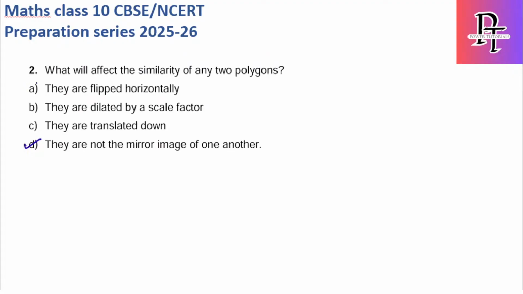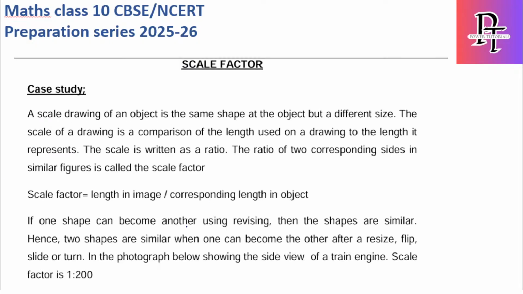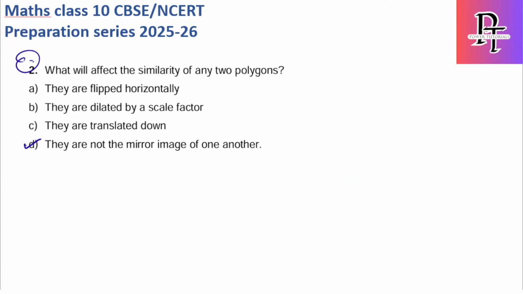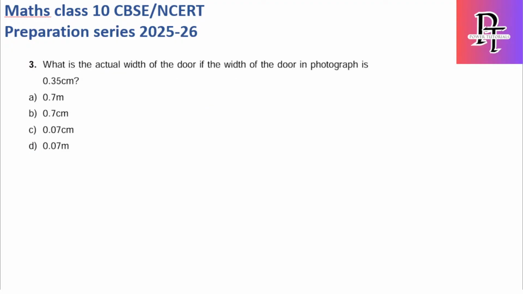Maybe I think there is some mistake in the question here. Why? Because in the question itself they clearly mentioned if one shape can become another using resizing, the shapes are similar. Hence two shapes are similar when one can become the other after a resize, flip, slide or turn. If you notice here, they clearly mentioned resized, flipped, translated down. So all three are correct. This should be the wrong answer, so the question should be in the opposite way. Okay, let's move to the next one.